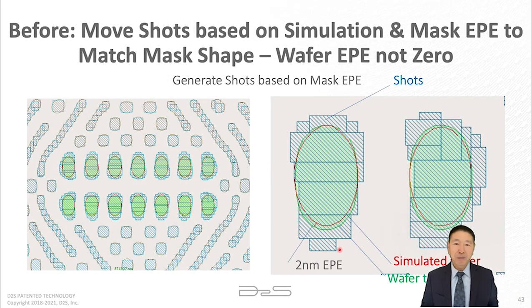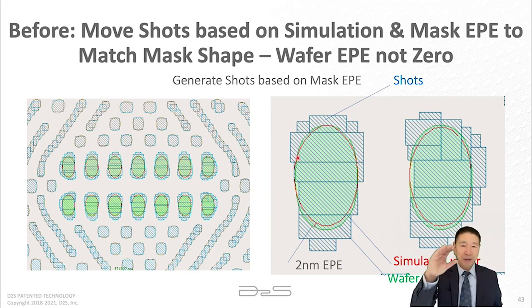Here is an example of MWCO. First, this is before MWCO. It generates a shot, we run a mask simulation, we run a wafer simulation, and it turned out we are about 2 nanometers off from the wafer target.